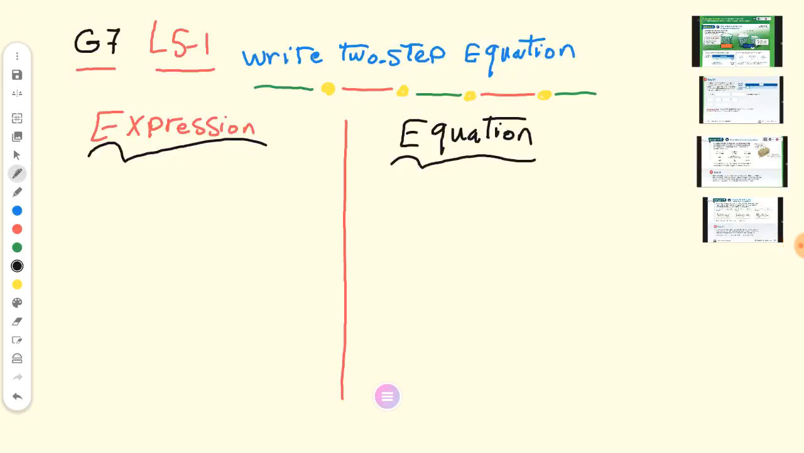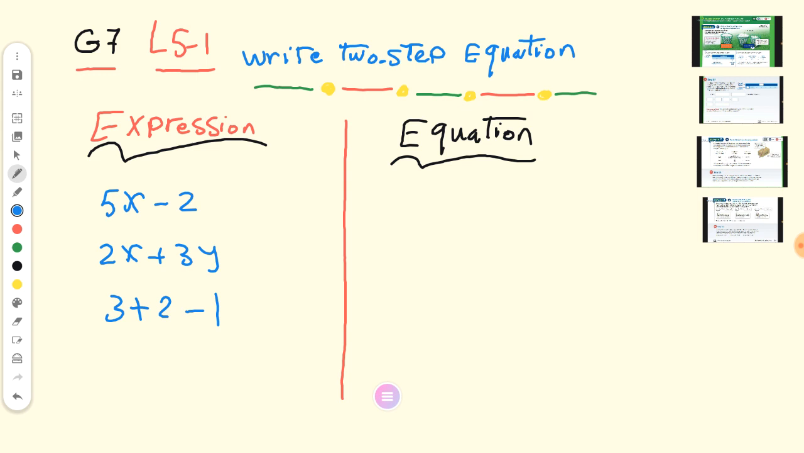Actually, we studied expressions before, like 5x minus 2, which is an algebraic expression. It may contain numbers and variables, or only variables, like 2x plus 3y, which is an expression. It may contain only numbers, like 3 plus 2 minus 1, which is also an expression. So this is how we can write an expression.